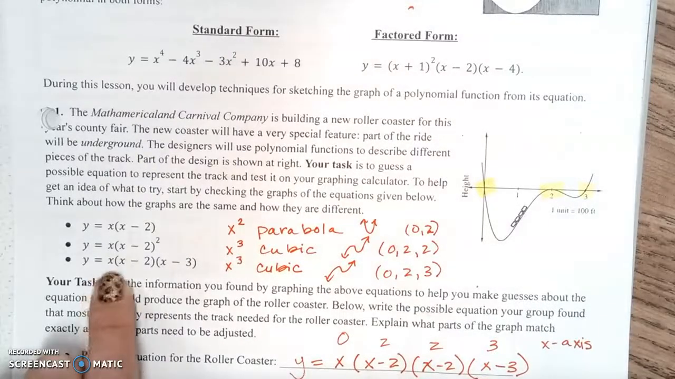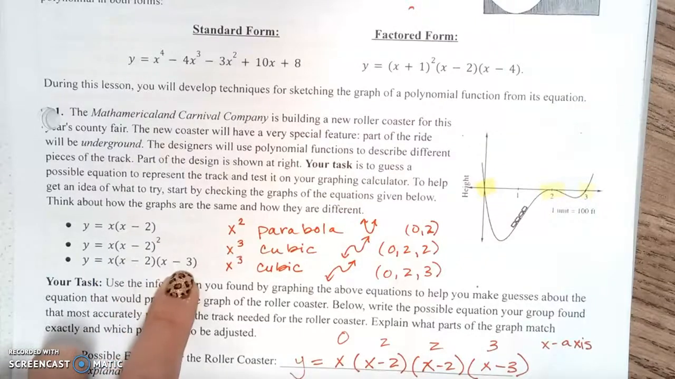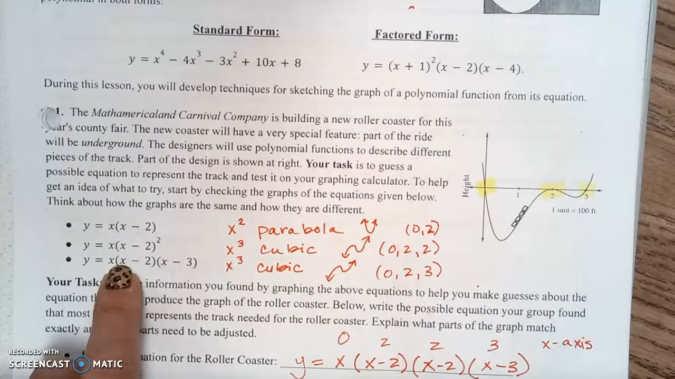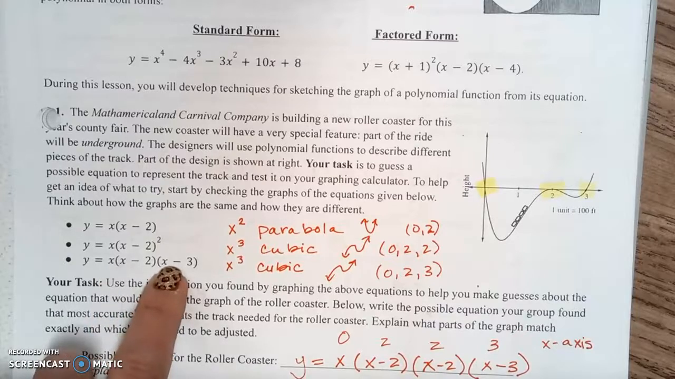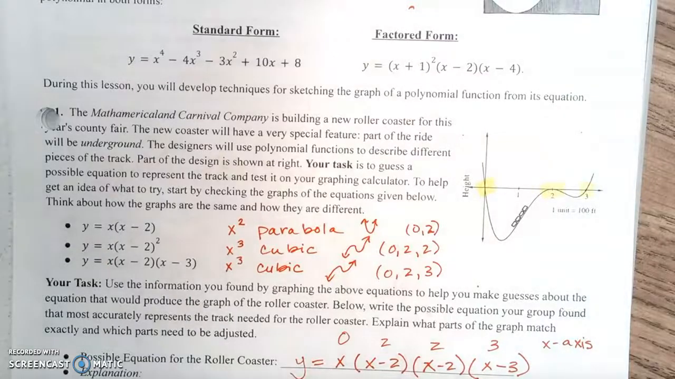And the last one is also a cubic. You're just not repeating the 2 and the 2. This one, if you plug a 2 in here, gets you 0. And here, you would plug in a what? 3. 3 to make it 0. Okay, so your task is to use the information you found by graphing the above equations to help you make guesses about the equations that would produce the graph of the roller coaster.